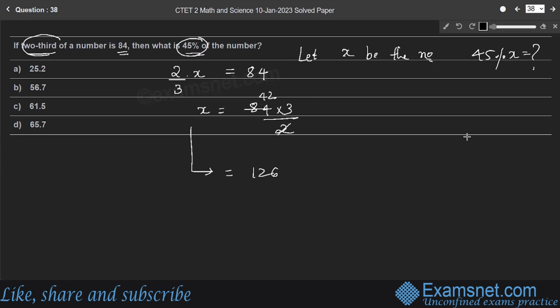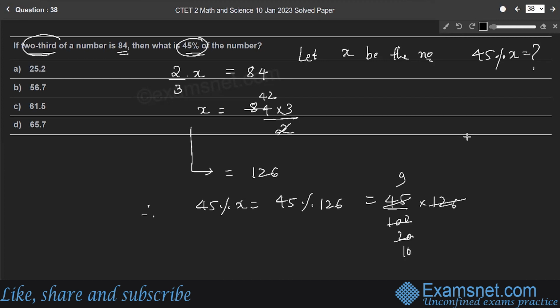Here we need 45% of x, right? Therefore, 45% of x means 45% of 126, which is 45 by 100 into 126. The numbers 45 and 100 are divisible by 5. So 5 into 9, 5 into 20 is 100. And here 2 into 10, 2 into 63 is 126. So we have 9 into 63 by 10, which is nothing but 9 into 6.3. 63 by 10 is 6.3.